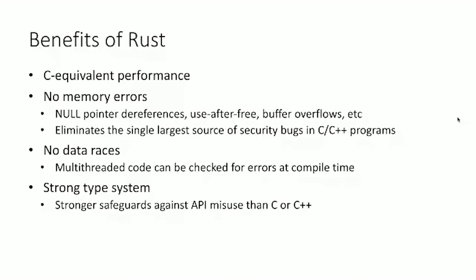This lets you implement very, very strong safeguards against misused APIs. For example, the file close operation consumes the file. You can't use a file after it's closed because the file no longer exists. That's defined in the signature of the close function.